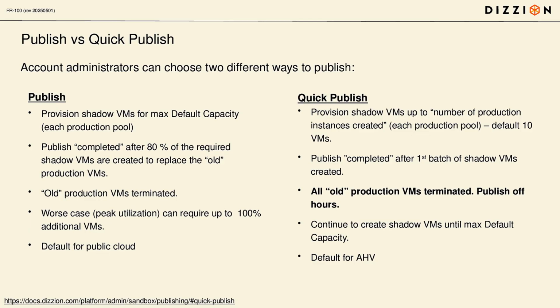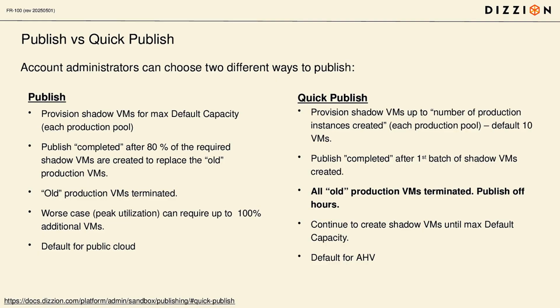A regular publish will create new VMs based on the max capacity for each configured instance pool. Once all new VMs are created in the shadow pool, the existing VMs will be terminated and new user sessions will start utilizing the new VMs. In the case of public cloud, these newly created VMs are powered on and ready for use immediately after creation. For Nutanix AHV accounts, newly created VMs remain powered off and unavailable for hosting sessions until existing VMs are completely terminated.